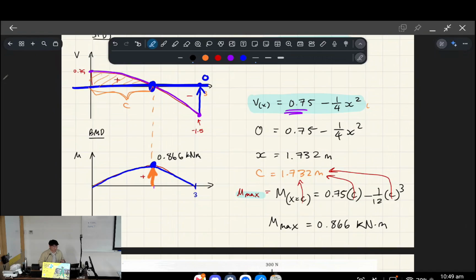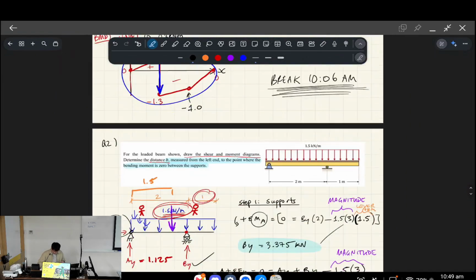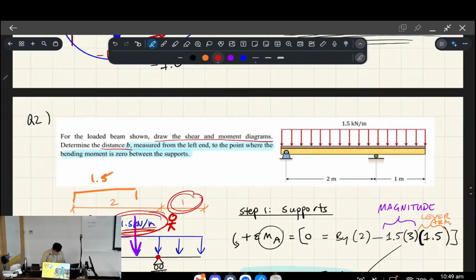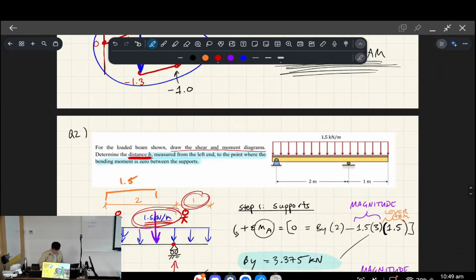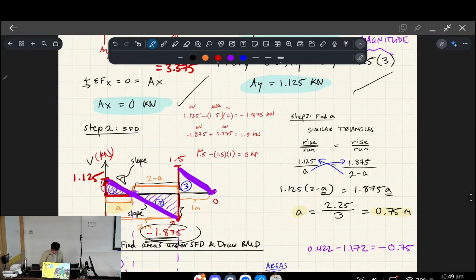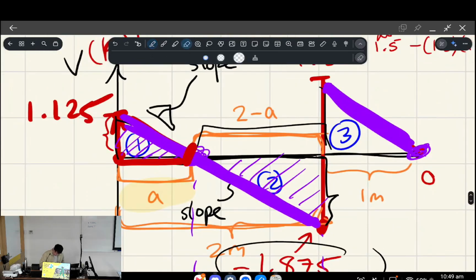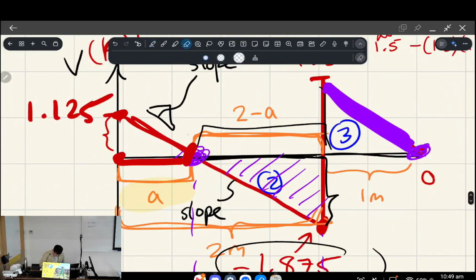Okay. I realize I missed something from the previous question. It's my bad. From the previous question, it said determine the distance b measured from the left end to the point where the bending moment is 0 between the supports. So what I actually found before was this distance, which is where the shear force is 0, but that's not necessarily where the moment is 0. So let me just rub out a bunch of crap.